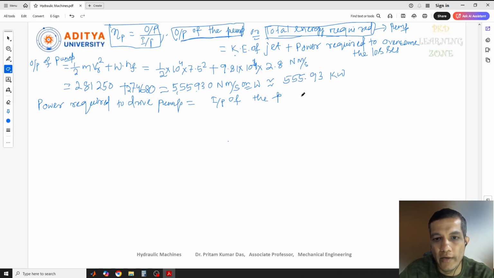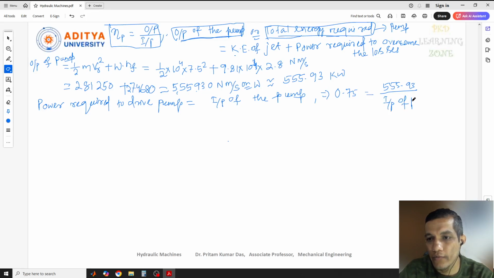Based on that, we can say how much power is required. From this we can calculate the input of the pump. Now, the efficiency I know is 0.75, and the output of the pump I got here is 555.93. The input of the pump I can write, so I calculate the input of the pump by dividing 555.93 by 0.75.